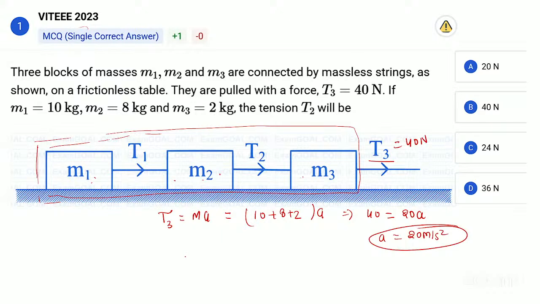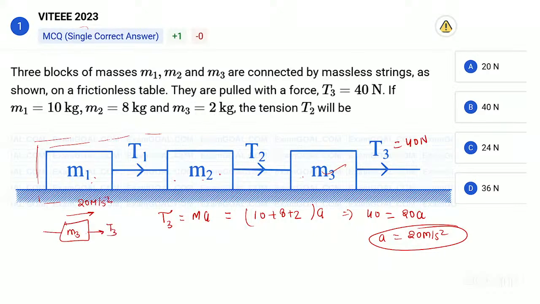Now, why have we calculated the acceleration? We cannot ignore it, because if such situations are there, the acceleration must be there. Now if you take only M3, it will also be accelerating in the forward direction. There will be a force T3 on this side and T2 on the other side. So the net force experienced is T3 minus T2, equals the mass of block M3 into the acceleration of this block.